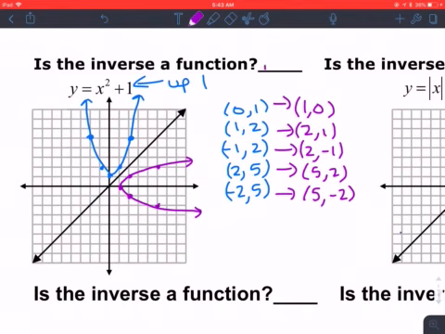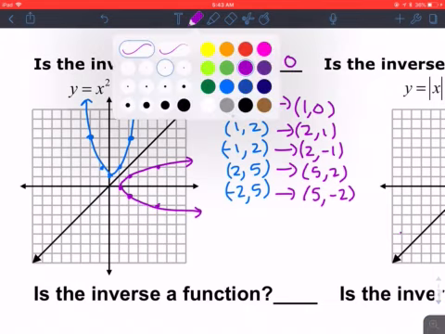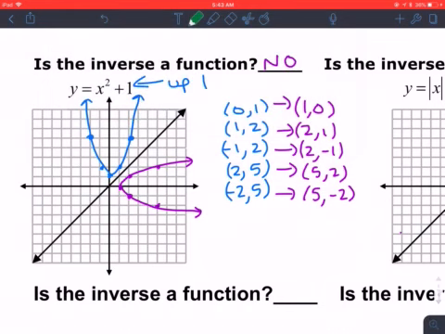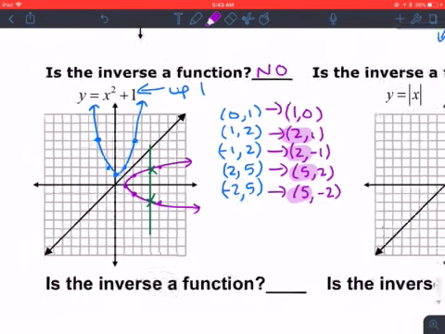Now the answer is no. And there's a couple reasons why. One is that it does not pass our vertical line test. Notice if I draw a vertical line here, it crosses in 2 different places. So it doesn't pass the vertical line test, or you may have just noticed we've got 2 2's there, 2 5's, and they're corresponding to different y values. So we've got repeating x values. So it is not a function.